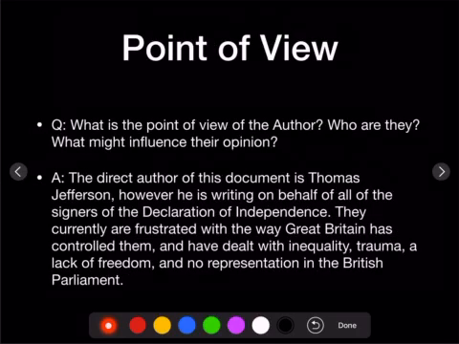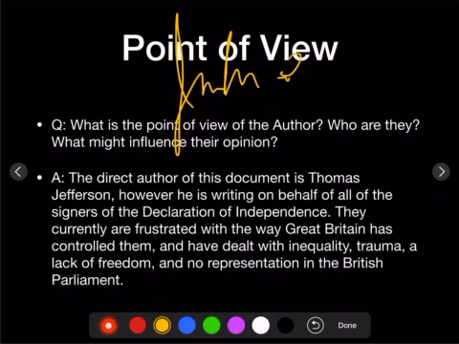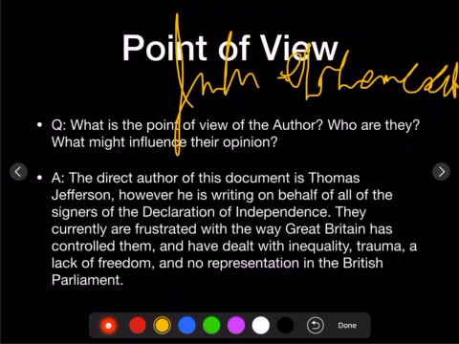Okay, the point of view of the author. Who was the author? What is influencing their opinion? The author of this document was Thomas Jefferson. He's writing on behalf, though, of all those signers at the bottom of the document. You might think about, if you've ever seen the big John Hancock signature at the bottom, about how he signed it. Well, he wasn't the only person. There were a lot of signers of the Declaration of Independence, and they all signed it and said whatever Thomas Jefferson wrote down, after they read that, they said, well, we agree with him, so he is going to represent our point of view as well.